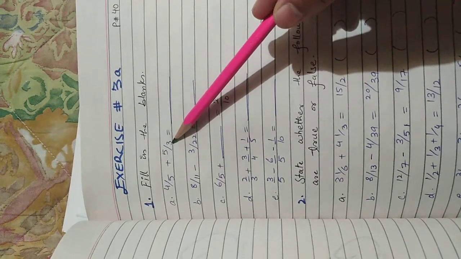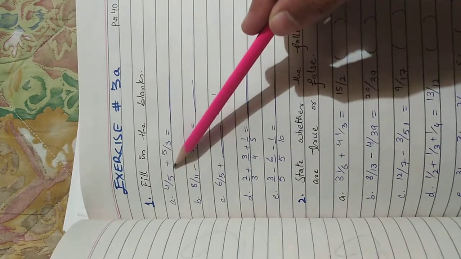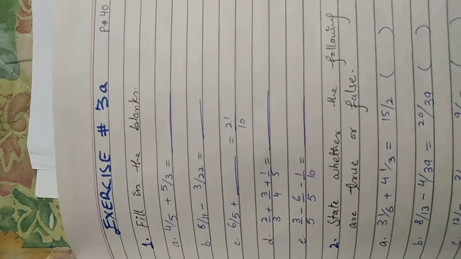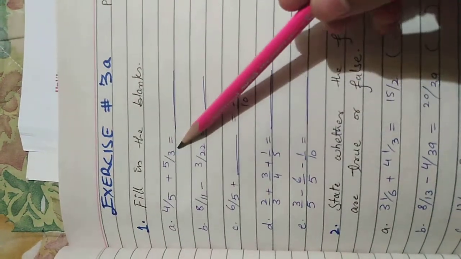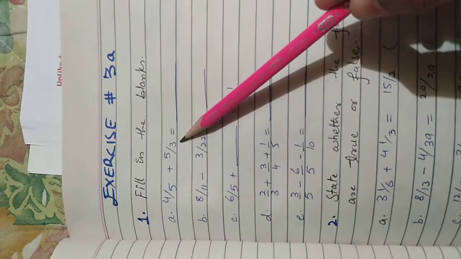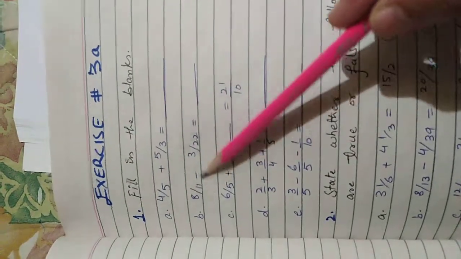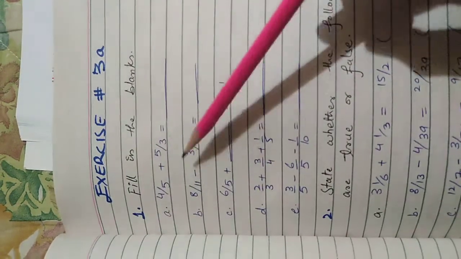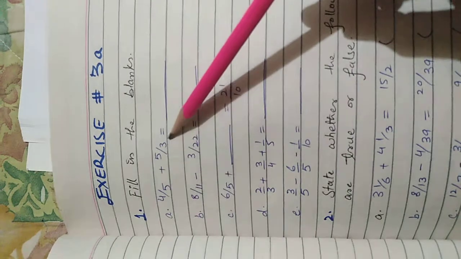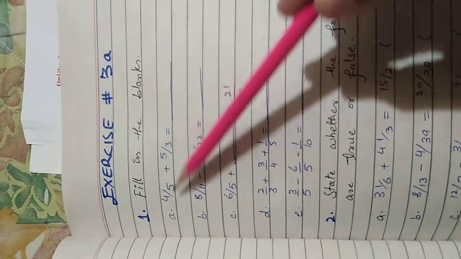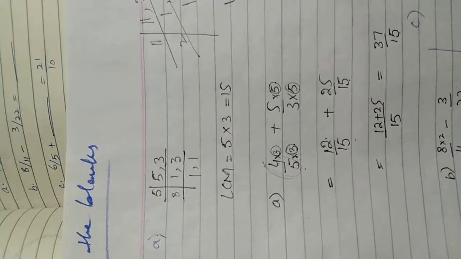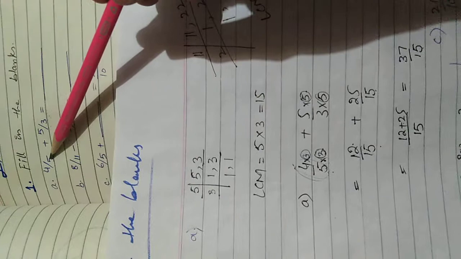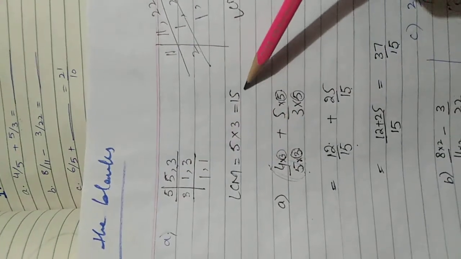Now dear students, look, the denominators of fractions are different, and fractions having different denominators are known as unlike fractions. We can add and subtract unlike fractions after making their denominators the same. So in order to make their denominators the same, first we will find the LCM of their denominators. Now LCM of 5 and 3 is 15.